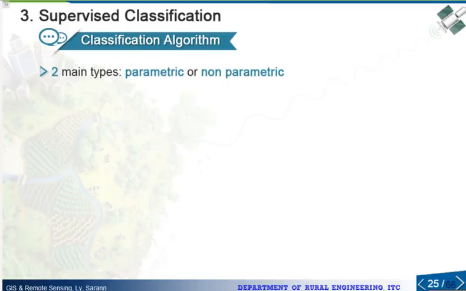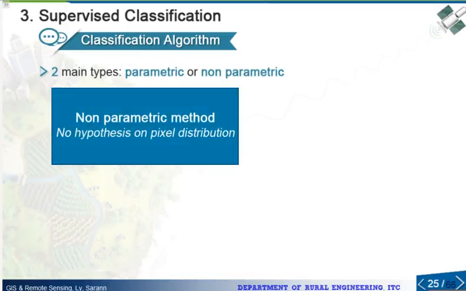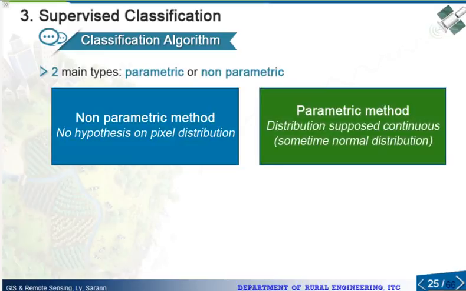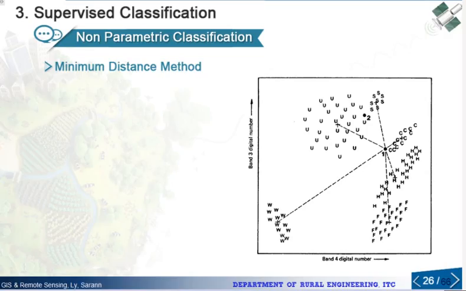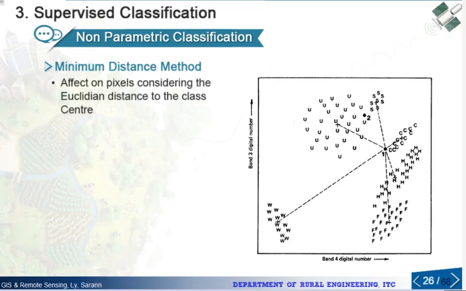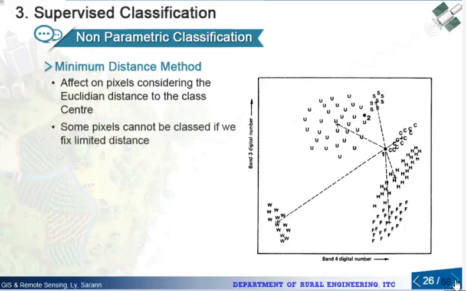Parametric algorithm. So for the non-parametric method, there is no hypothesis on pixel distribution. While the parametric method has a distribution, supposed continuous, and sometimes the distribution is normal. We call it normal distribution. This method affects each pixel considering the Euclidean distance to the class center, and some pixels cannot be classified if we fit the limited distance.